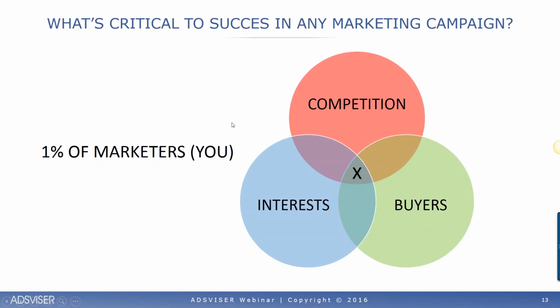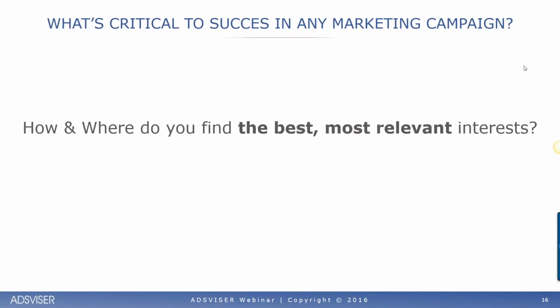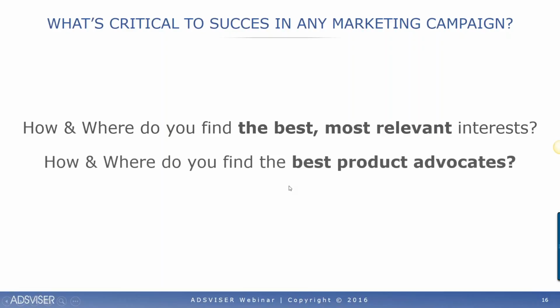So if you guys are happy, we're going to move on. Just remember this diagram, because this is where you need to be conceptually, and we're going to show you tangible ways on how to get there. So basically, if you want to create the perfect ads campaign, this is what you need, okay? But there's still a big question. I've told you the concept, but how and where do you find the best, most relevant interests? How on earth are we going to find those? Also, how and where do we find the best product advocates? I'm going to go through what information Facebook has on you, but how and where do we find the best and most relevant interests? And how on earth and where do you find the best product advocates?